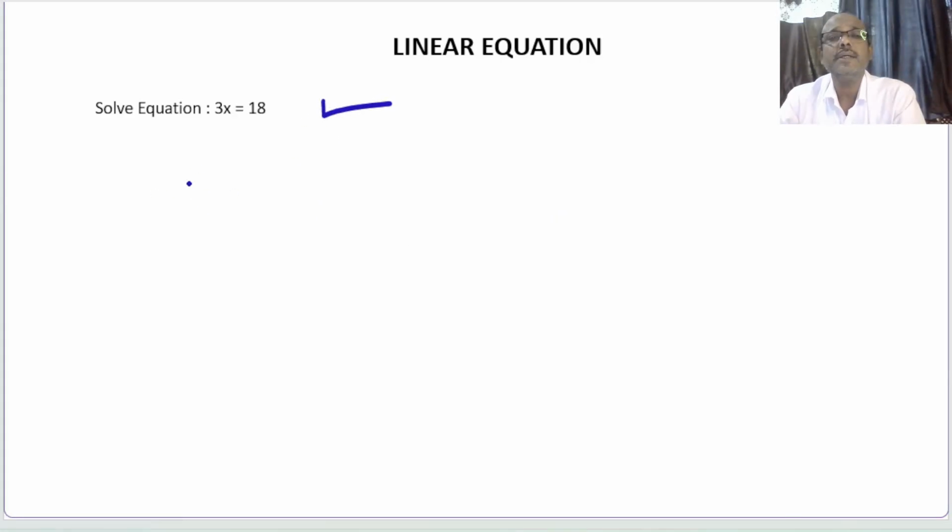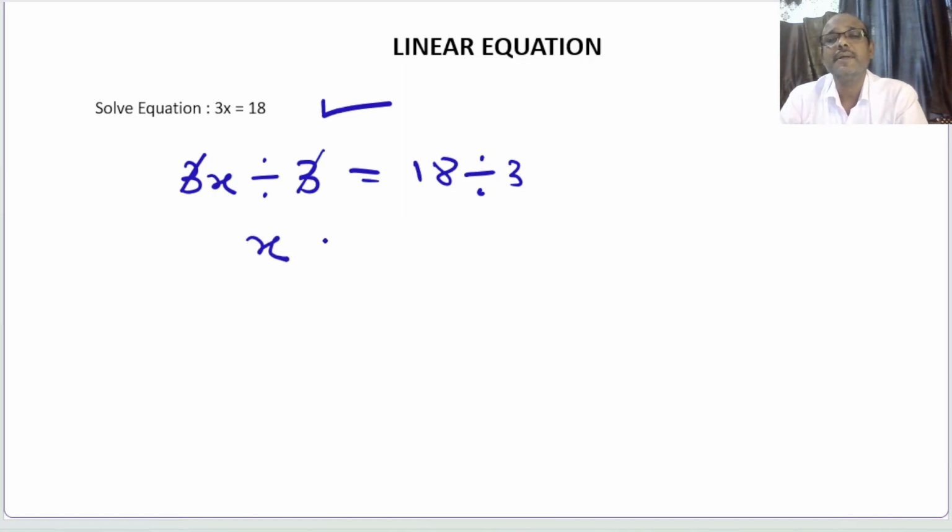So what we will do here, 3x. A multiplication relation is there between 3 and x, that is, between the coefficient and the variable. So 3x divided by 3, we will divide by the coefficient 3, is equal to 18 divided by 3. So 3 divided by 3 will become 1. On the left hand side only x is left, is equal to 18 divided by 3, that will become 6. So we are getting the answer, the variable x is 6.